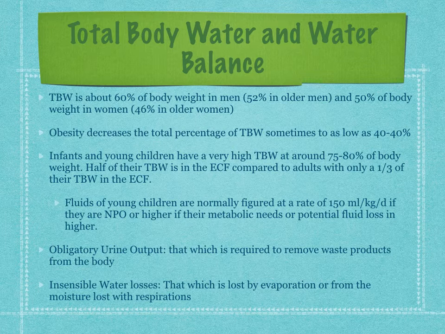Obligatory urine output is that which is required to remove waste products from the body. That's what we do no matter what. So even when we're dehydrated, we still will have a little bit of urine output. Insensible water losses are those lost by evaporation or from the moisture lost in respirations. So again, we think about sweat as one of the ways that we lose water through evaporation.